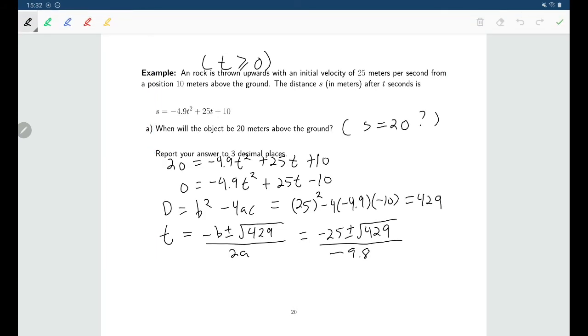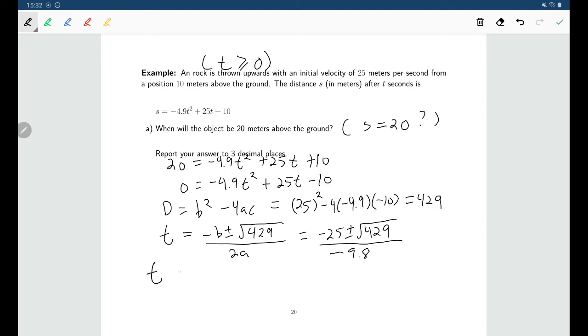If you're thinking about what the root of 429 is in simplest terms, it doesn't really matter, because we're not going to give our answer exactly. We'll give it as an approximate value. When I do my calculations, I find two different values for t. I calculate negative 25 plus root of 429 over negative 9.8, and do the same with negative 25 minus root of 429 over negative 9.8. I find two possible values to solve this equation.